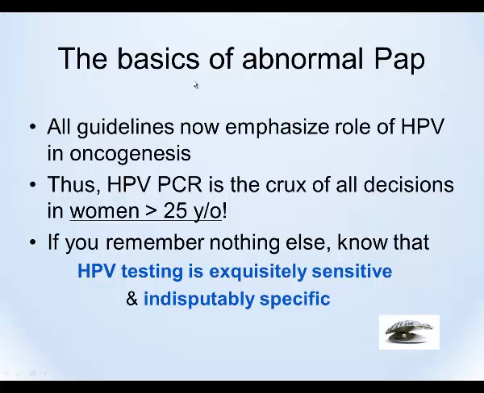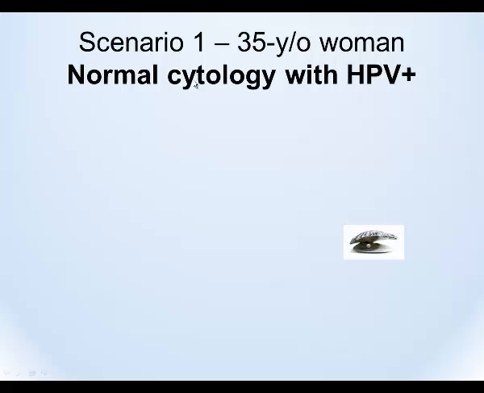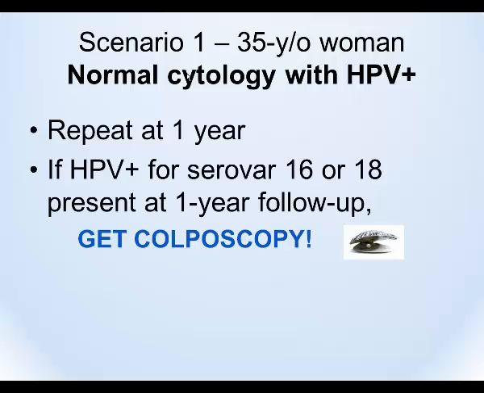All right, so how about a normal cytology in a 35-year-old woman with HPV positivity? What would you guys do? Yeah, so if it's HPV positive, it's sort of higher risk. What would your gut tell you? Repeat in a year. Perfect. So you repeat in 1 year. And then if it's persistently positive, particularly with the high-risk serotypes, then they get colposcopy.